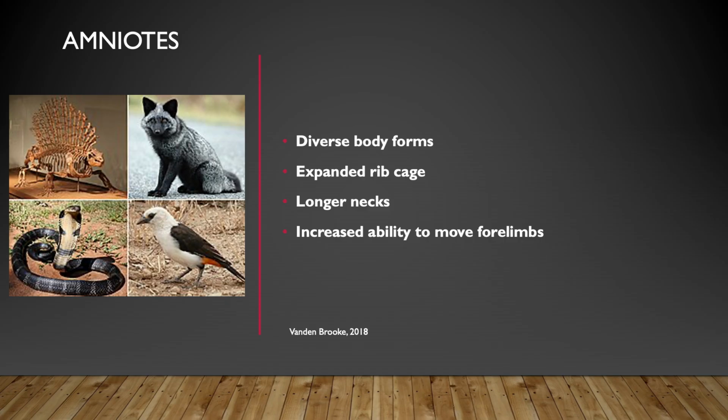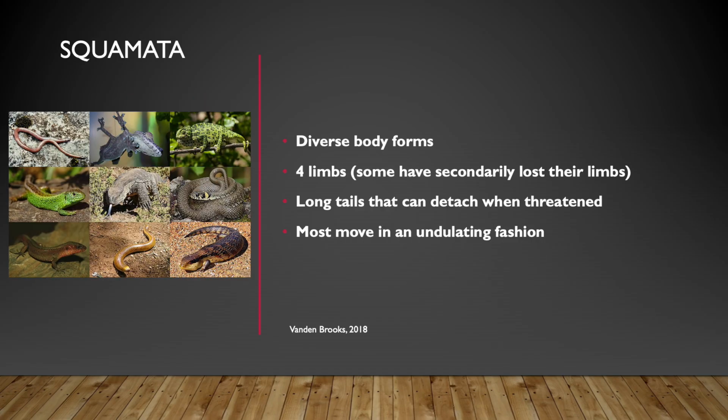Amniotes have diverse body forms and an expanded rib cage to aid with breathing air. They were no longer using buccal pumping to breathe, so this expanded bone structure made the transition to land possible. They also had long necks, which also aided in breathing and increased the ability to move their forelimbs. Citation Vandenbroek 2018.